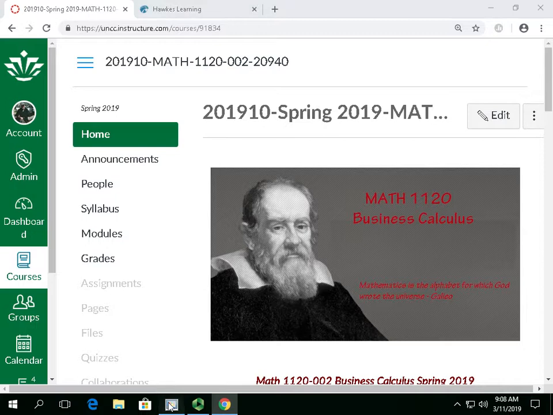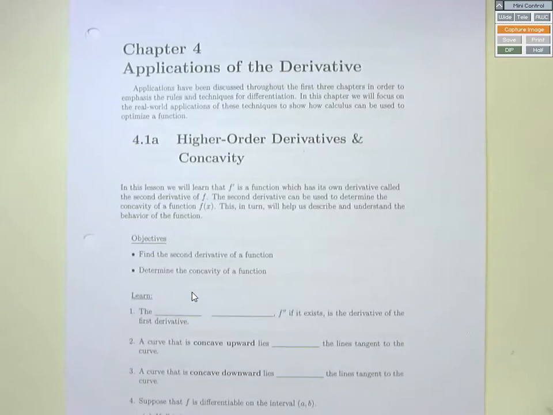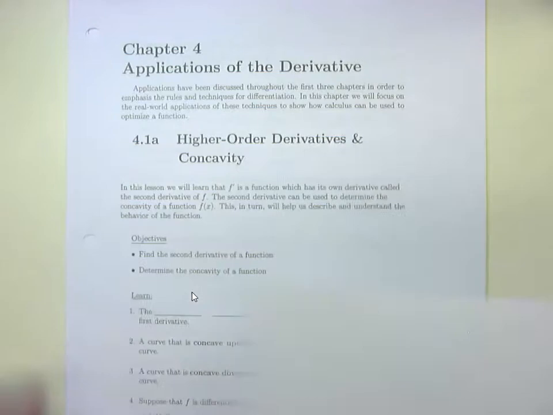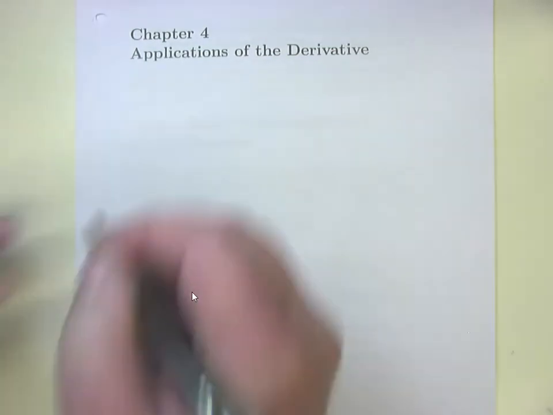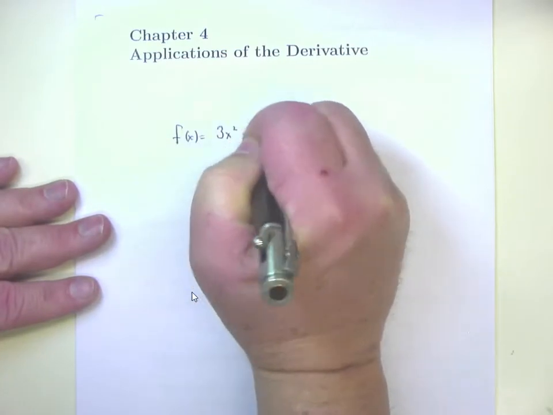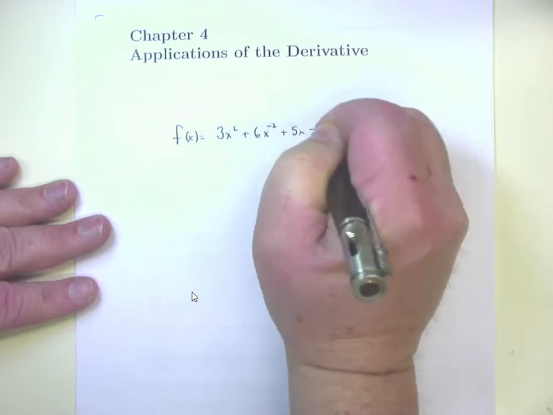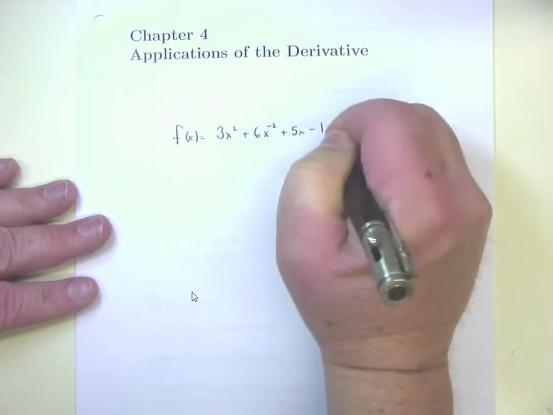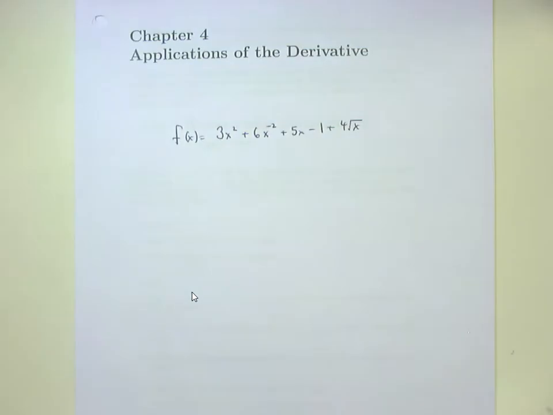so we're working today on chapter 4, starting out with section 4.1a, higher order derivatives. I talked a little bit about this last time, but higher order derivatives are the derivatives of derivatives, basically. And so you can have yourself a function, f of x is equal to 3x squared plus 6x to the negative 2 plus 5x minus 1 plus 4 square root of x. There you go. Give you a function.